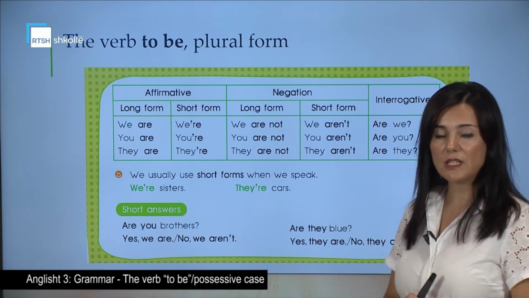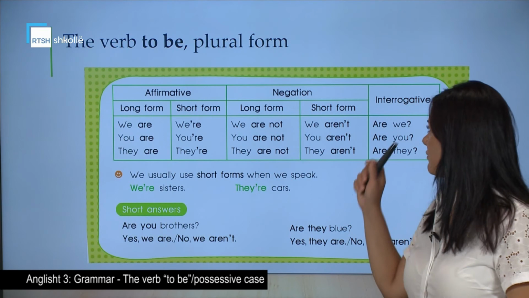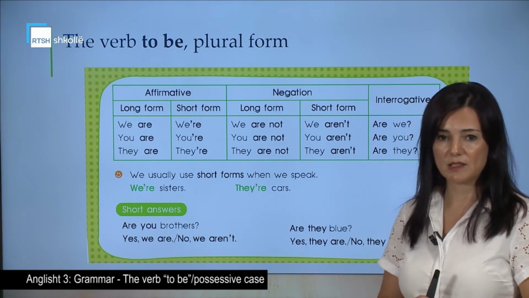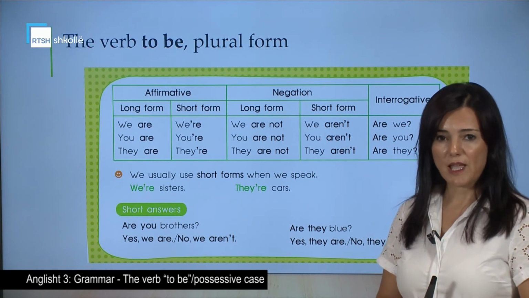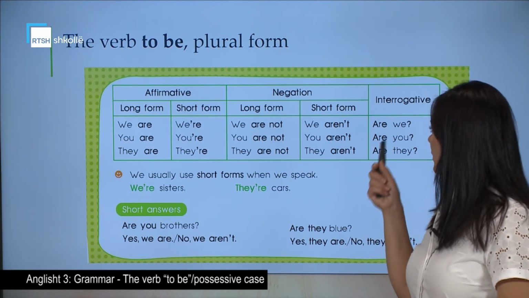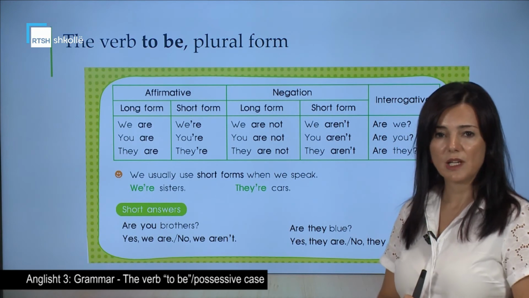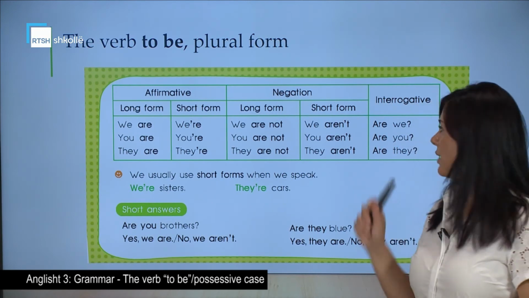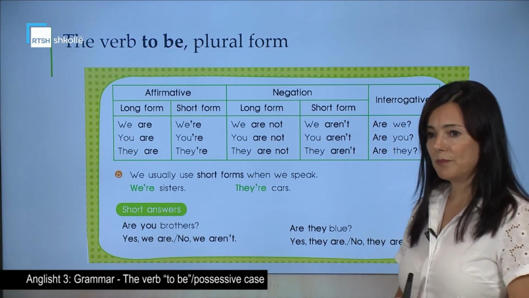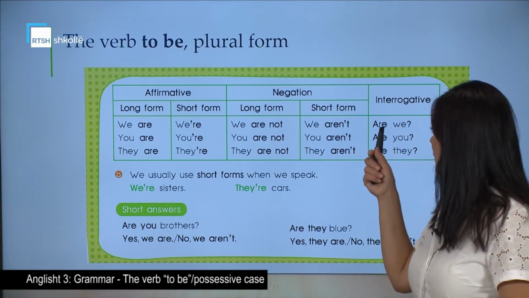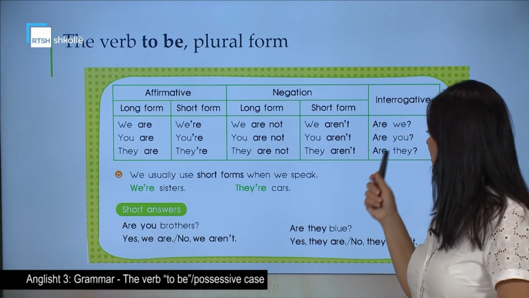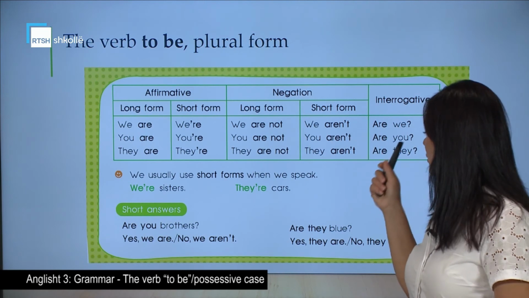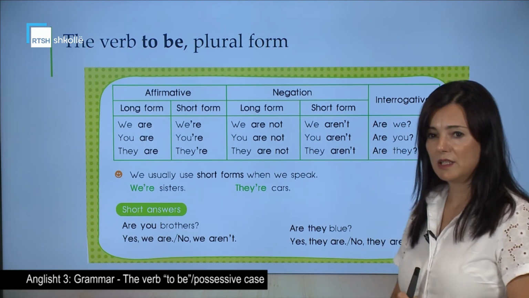Let's go on with the interrogative form. How do we form it? We form it by adding the verb to be before the personal pronouns. Let's look carefully. Are we? Are you? Are they?